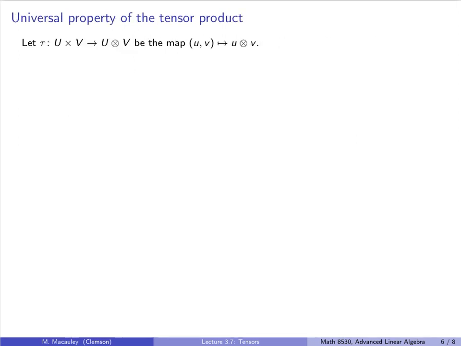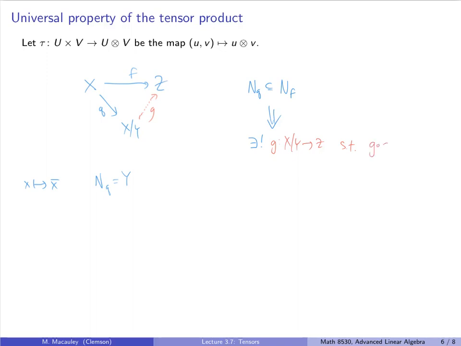Now we come to the so-called universal property of the tensor product. And let me one more time remind you of the universal property of the quotient map, which we just did in the previous slide. So this says that if you have a quotient map from X to X mod Y, let's call it Q. So here the null space of Q equals Y. This sends X to X bar, just the equivalence class mod Y. Then if we have any other linear map, F, to any other vector space Z, and as long as the null space of Q is contained in the null space of F, then there exists a unique linear map G from X mod Y to Z that makes this diagram commute. So such that G of Q equals F.